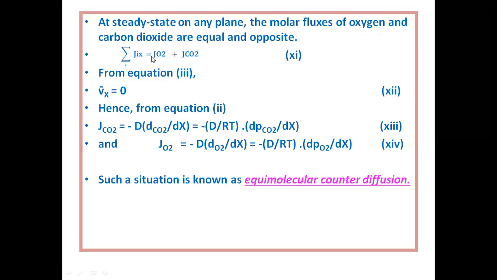So this can be written in this equation, J_O2 equals minus J_CO2. From equation 3, V bar x equals 0. Hence, this equation reduces to this. It is a very long equation, you can write it down. Such a situation, where the number of gaseous reactant molecules is equal to the number of gaseous product molecules, is known as equimolecular counter diffusion.